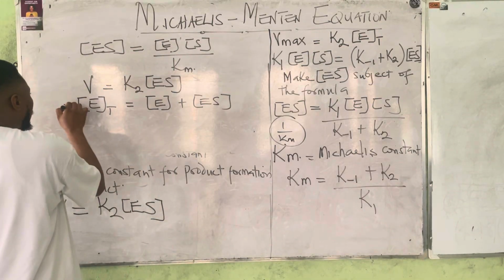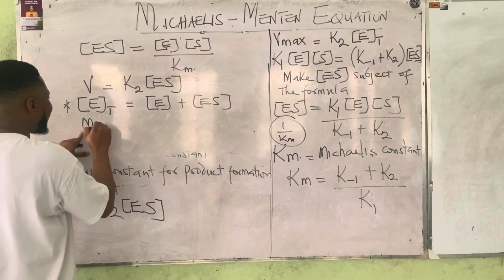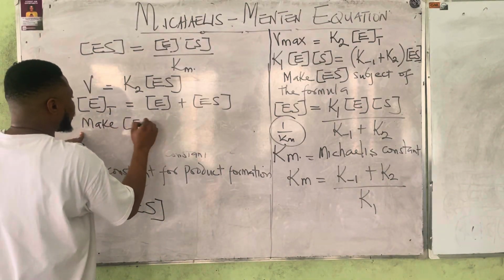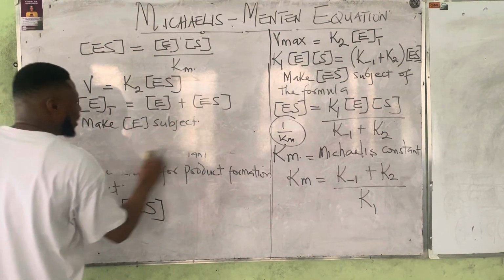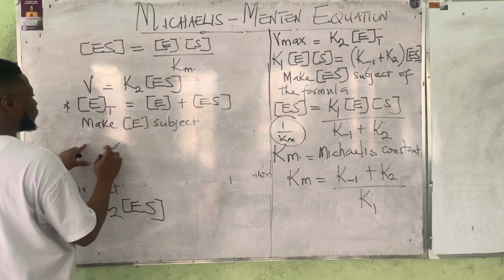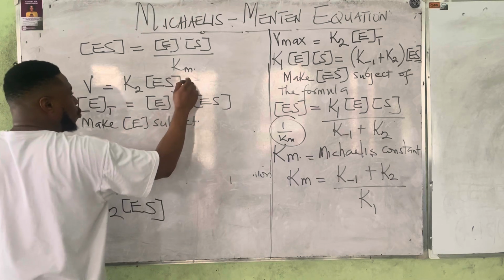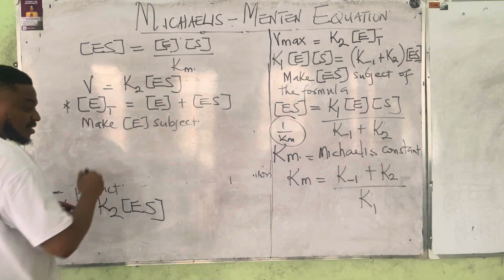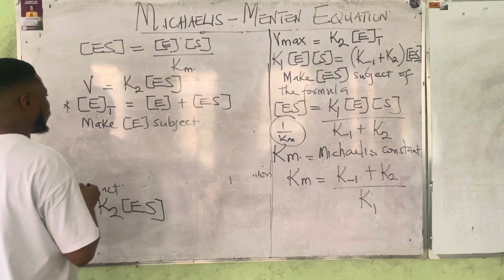This is the formula for total enzyme concentration. So make your enzyme concentration subject. Okay? Make your enzyme concentration subject of the formula. Here, so you can substitute it into this. Don't regard this yet. We'll use this later. But I just wrote this to remind you. Alright, we'll use that later. But now make it solve to a formula.